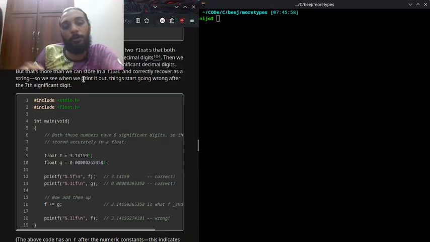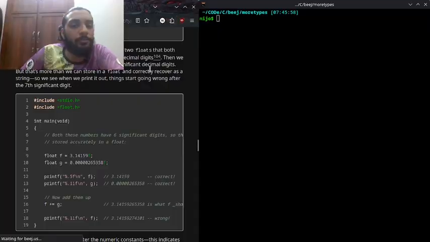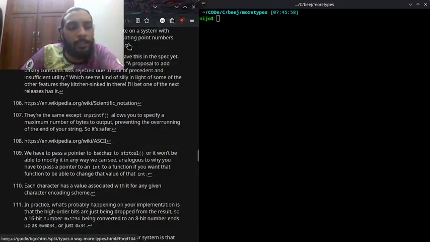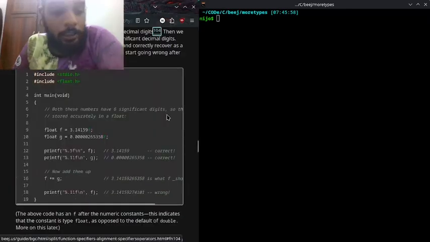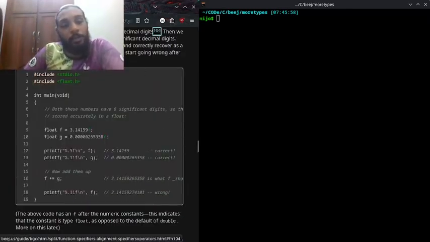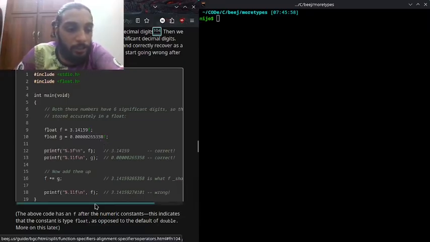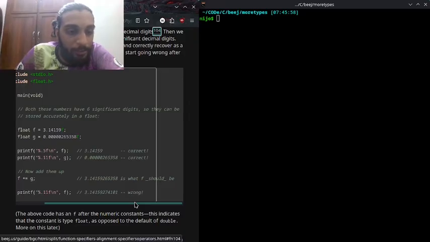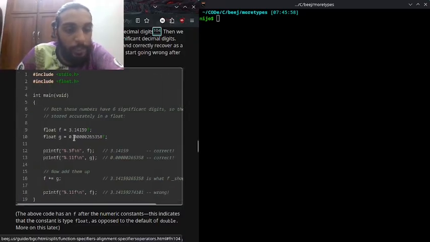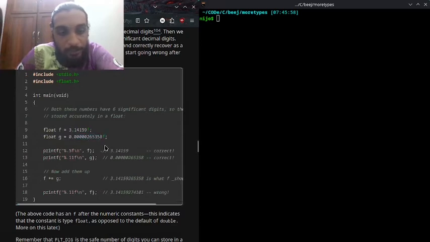Let's do another demo. In this code, we'll have two floats that both hold numbers that are float dig significant decimal digits. The program numbers, as its comments indicate, are for a system where float dig is 6, otherwise you might get different output. Then we add those together for what should be 12 significant digits, but that's more than we can store in a float and recover as a string. So when we print it out, things start going wrong after the 7th digit. Both these numbers have 6 significant digits, so they can be stored accurately in a float. Yeah, because the 0 doesn't matter. These are the significant digits.